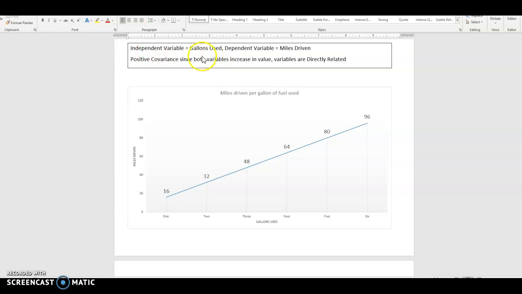So if I look up here at my little graph, it says the independent variable is the gallons used. My dependent variable is the miles driven. The reason being is that gallons used, the independent variable, is going to determine how many miles I can drive. So the miles driven is the dependent variable. And it's also positive covariance since both variables increase in value and they are directly related. So as the gallons used goes up, so does the miles driven.